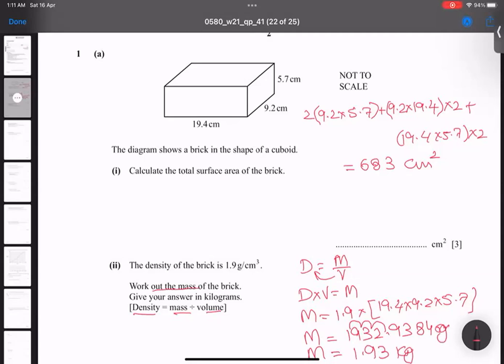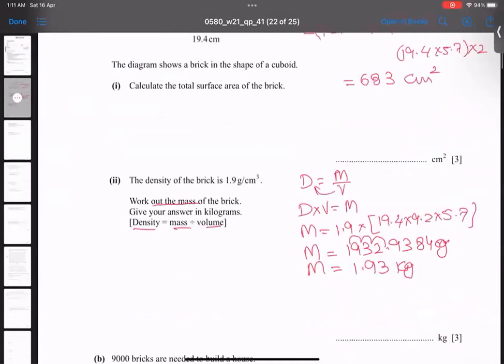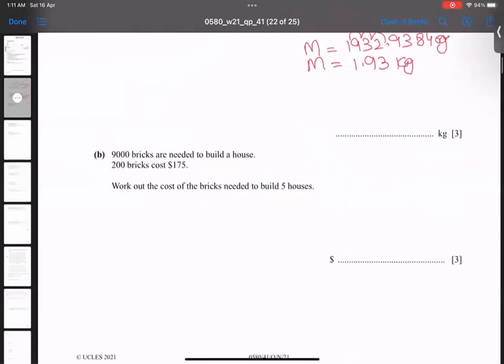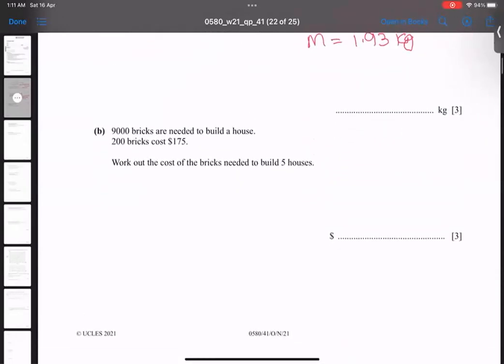So let's talk about the next part. This is done, and now he's asking part B: 9,000 bricks are needed to build a house, and 200 bricks cost this much. Work out the cost of bricks needed to build 5 houses.